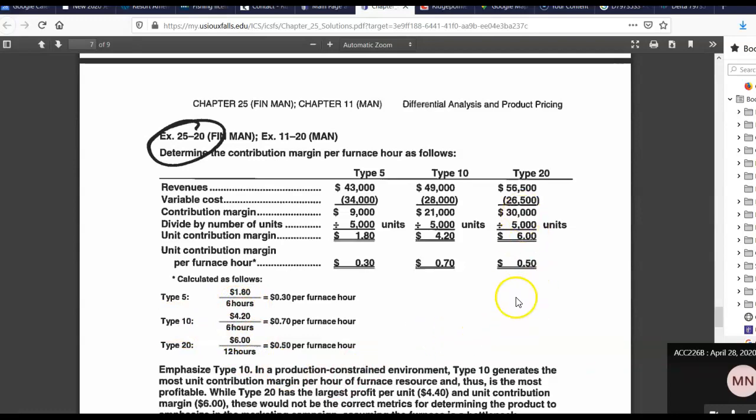Knowing that, because of the amount of time in the oven, the contribution margin per furnace hour is only 50 cents. So we're going to want to sell type 10. You look at this, you see 9, 21, and 30, and you're going to say, hey, that's the number. That's what we want. It's the highest of the three. Well, that's not comparing apples to apples. This one actually spends half as much time in the oven as type 20.